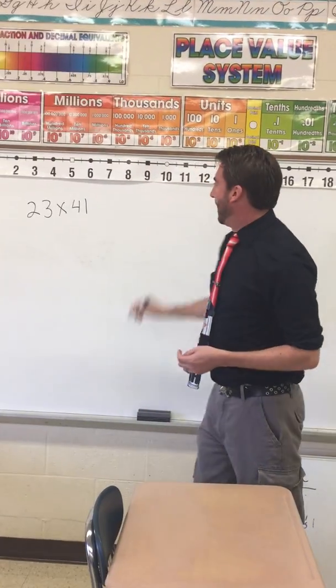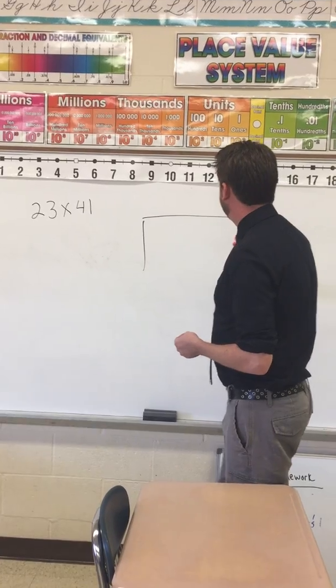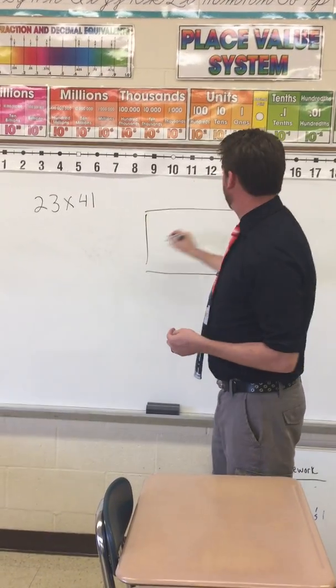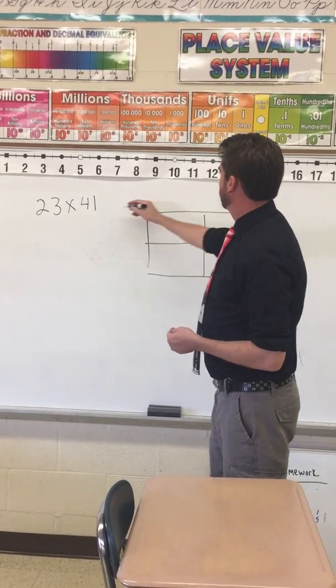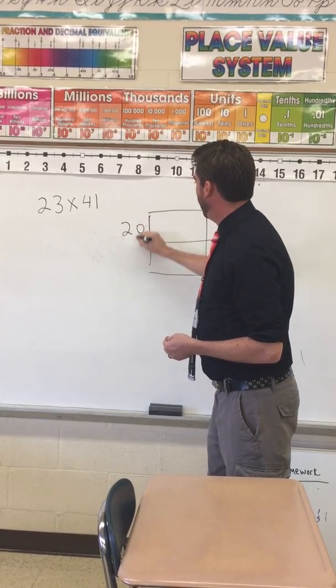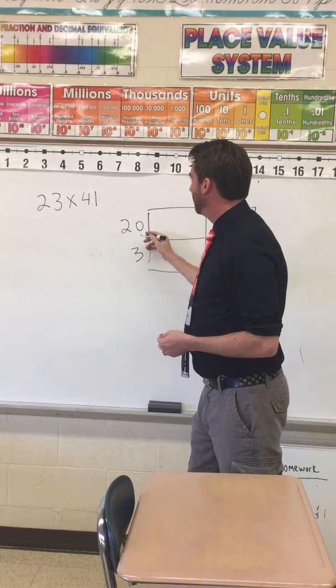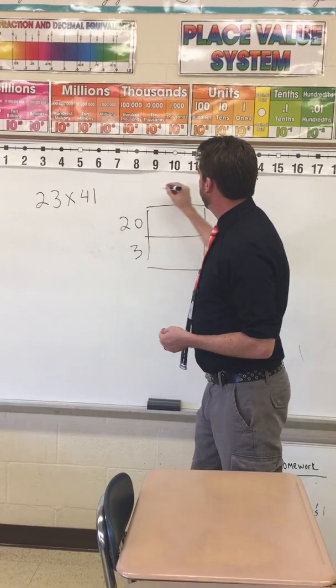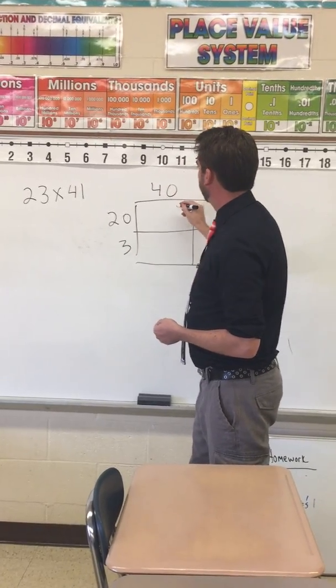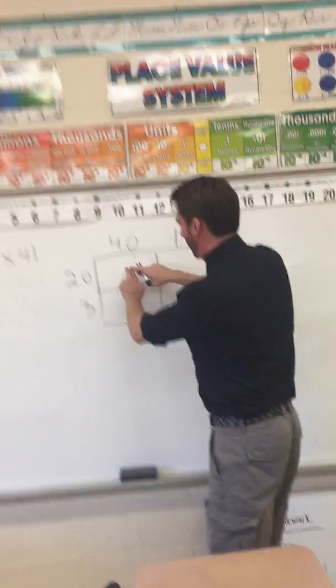41. Okay, I'll set up my boxes and I'm going to separate these into tens and ones. So I could put 20 and 3, right? 23. And then I'm going to split this up, 40 and 1, okay? Now, I'm going to pick where they meet, okay?